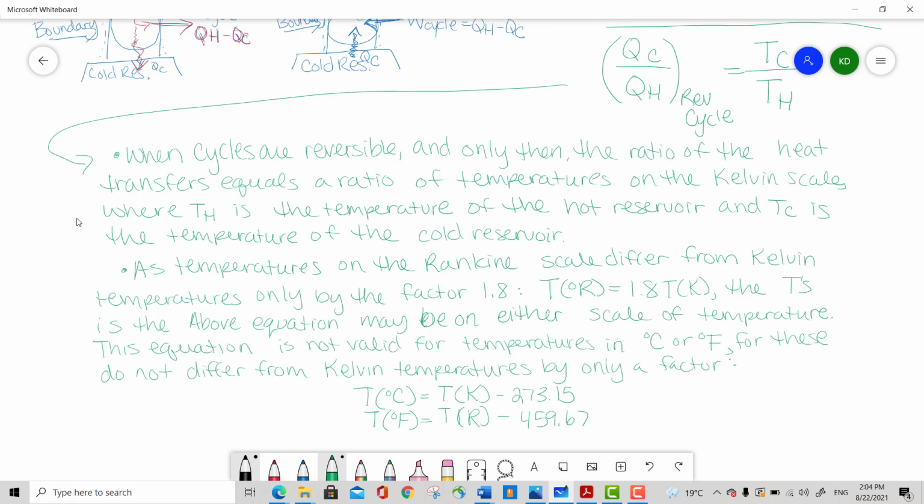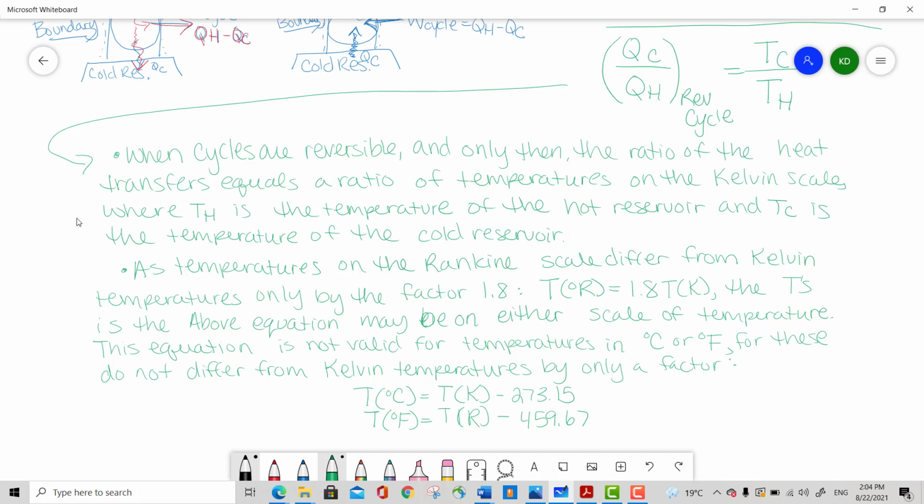So referencing this formula up here, when cycles are reversible, and only then, the ratio of the heat transfers equals the ratio of the temperatures on the Kelvin scale, where TH is the temperature of the hot reservoir and TC is the temperature of the cold reservoir.